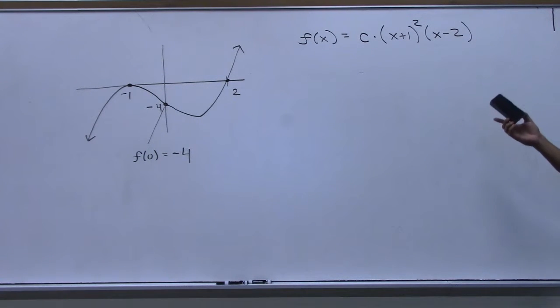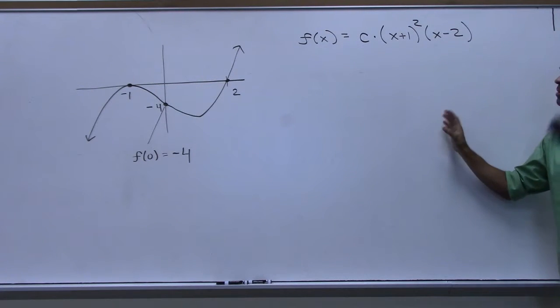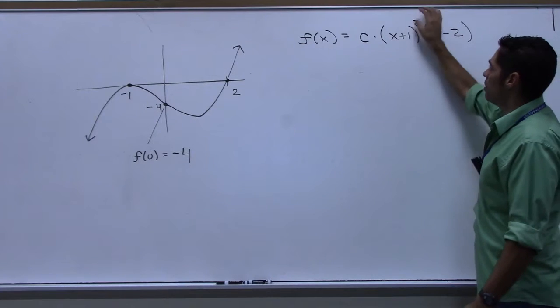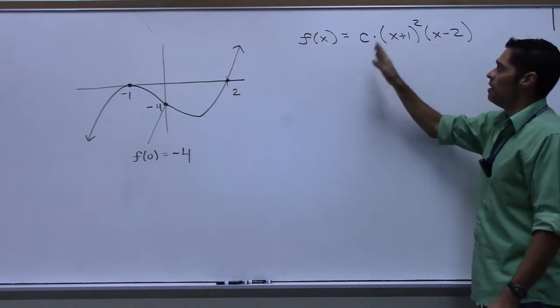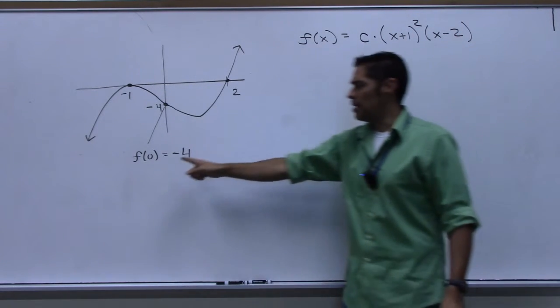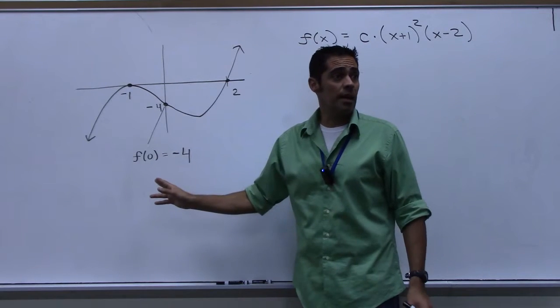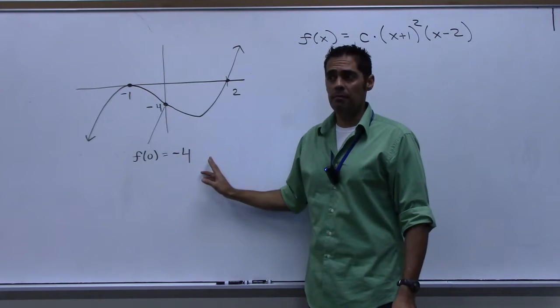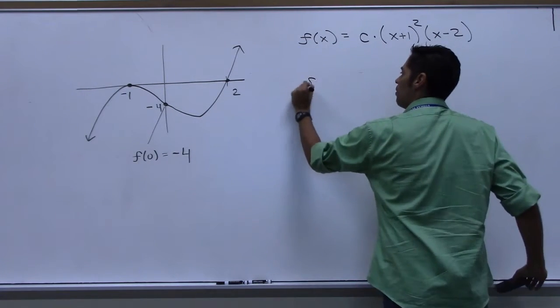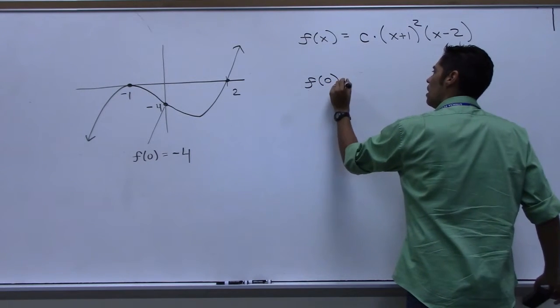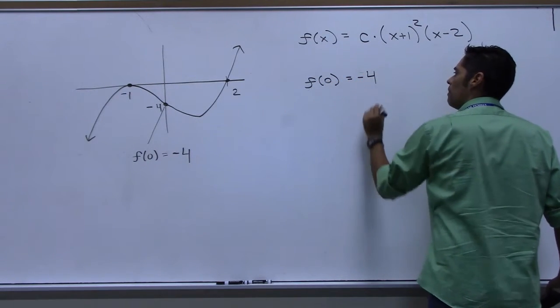Well, that's what it's going to turn out to be, a positive 2, but let's see how. So every time you set these up, always get your factors in here, get the correct multiplicities, put a c here, and then go to this information. When you plug 0 in, you need to get negative 4, right? So I'm going to write this down. When I plug in 0, I need this to be equal to negative 4.